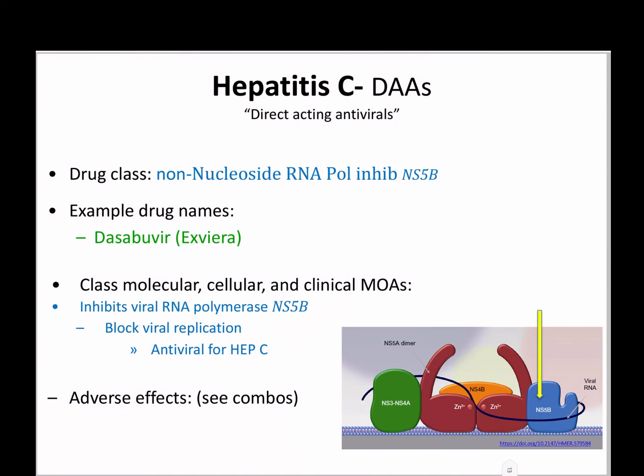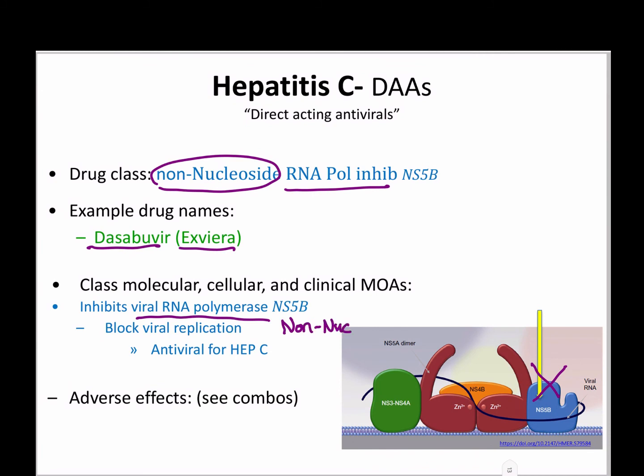The last of the direct-acting antivirals are also RNA Pol inhibitors, but these are the non-nucleosides. So they do not look like a nucleoside, they're not analogs. Dasabuvir, or Exviera, simply binds to that NS5B, and the exact site of binding has been unsure, but it's going to inhibit the activity of that enzyme. So it's that viral RNA polymerase. You have to really remember it's a non-nuc, it's not an analog, but it's going to block the replication of the RNA and therefore block viral replication.